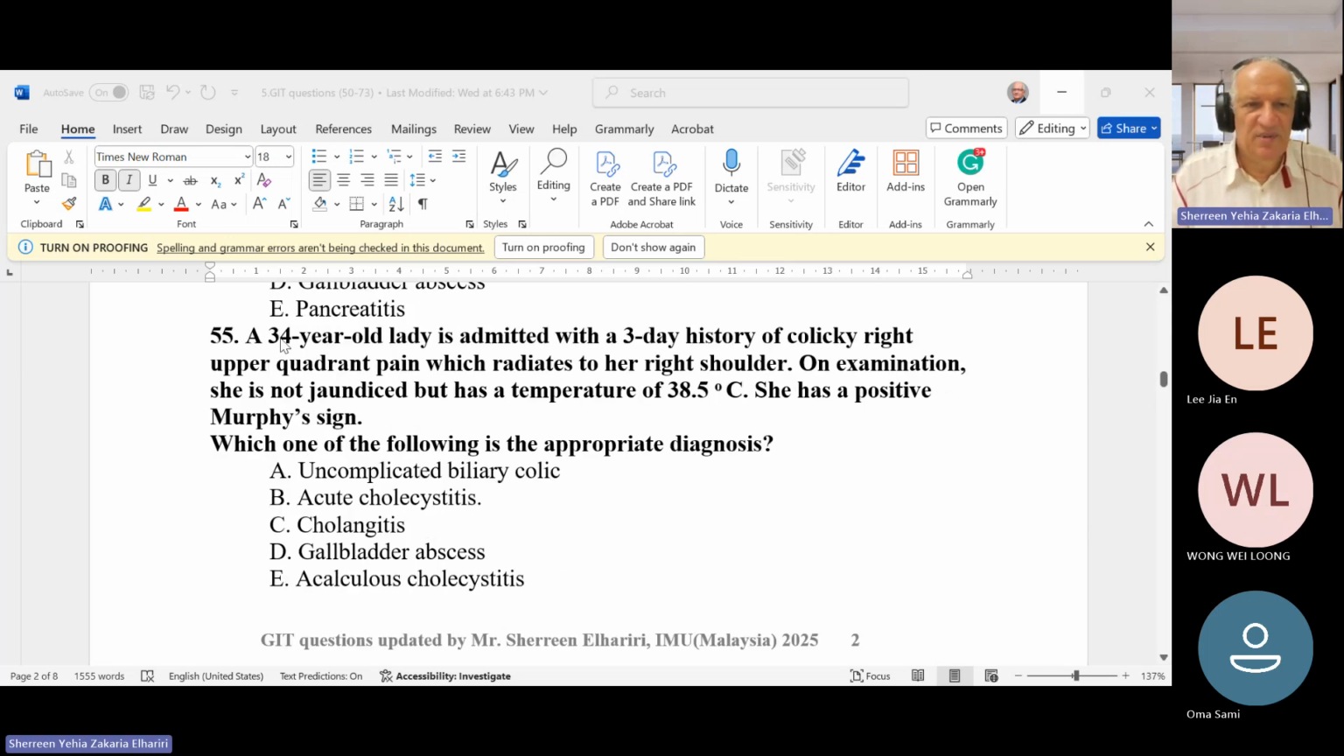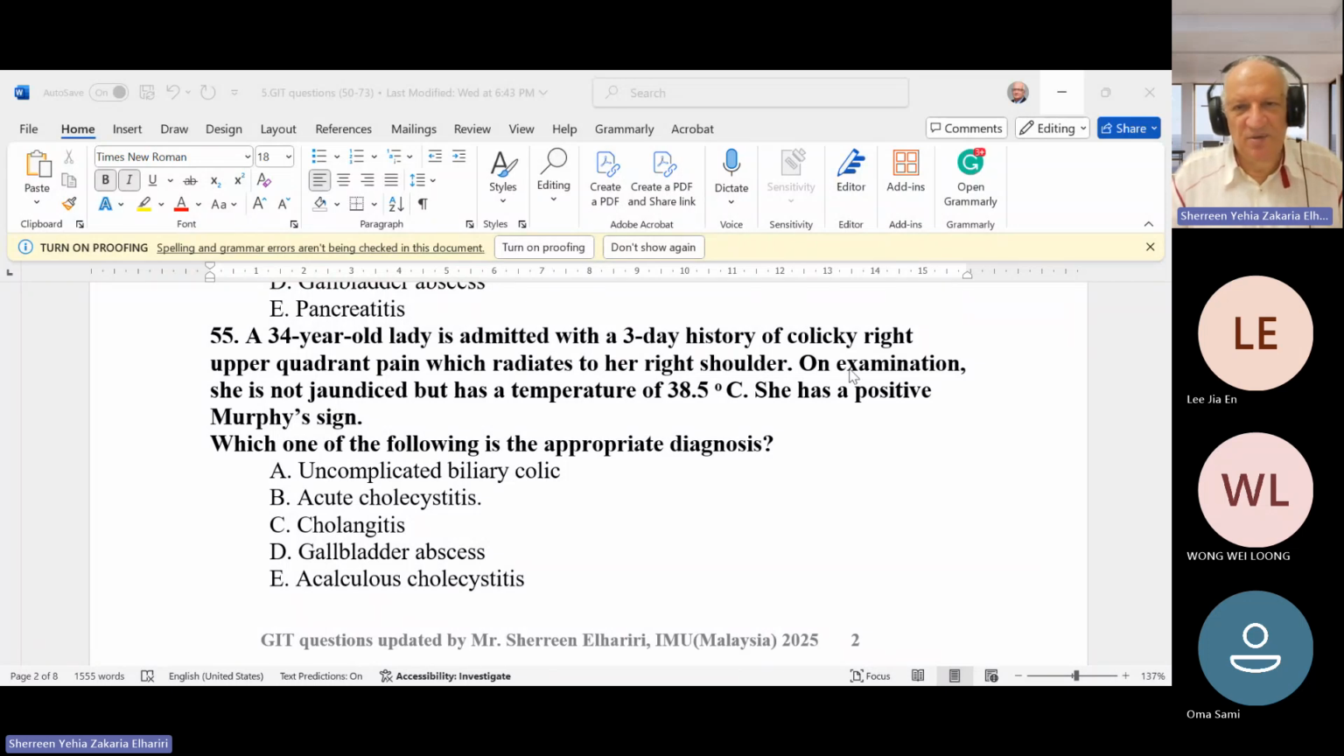Next question. A 34 years old lady is admitted with a 3-day history of colicky right upper quadrant pain, which radiated to her right shoulder. It is typical for acute cholecystitis. The pain radiated to the right shoulder because inflammation of the gallbladder irritates the diaphragm. The diaphragm is supplied by C4 and 5, the same area supplied by the suprascapular nerve in the right shoulder or upper shoulder. So they have referred pain, we call it referred pain.